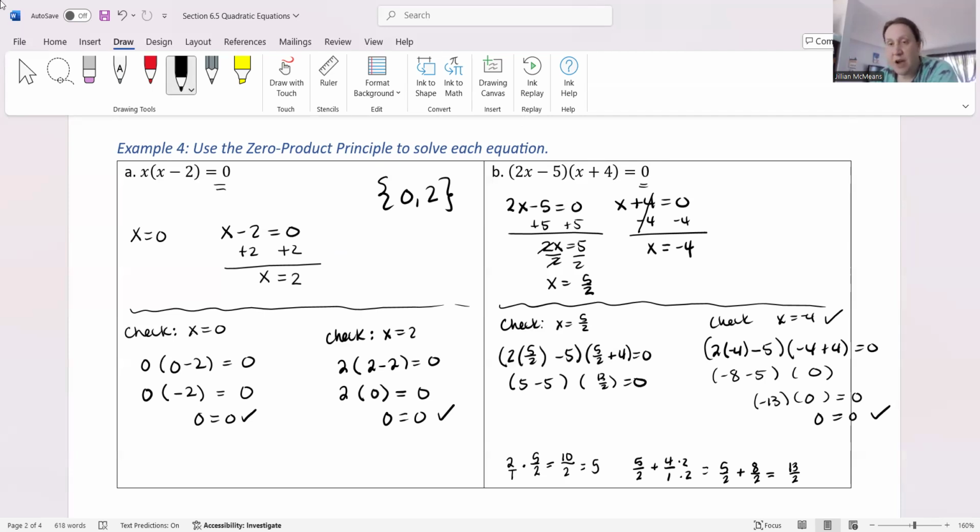Okay. And then 5 minus 5 is where things are going to get easier for us. What's 5 minus 5? Well, that's just 0. So we get 0 times 13 halves equals 0. And what is 0 times anything? Well, 0 times anything is 0. So again, it took a little bit more work here, but we get a true statement: 0 equals 0. So both of these values satisfy the equation, meaning when we plug these values in for x, we get a true statement. So we can say that the solutions to this equation would be negative 4, comma, 5 halves.